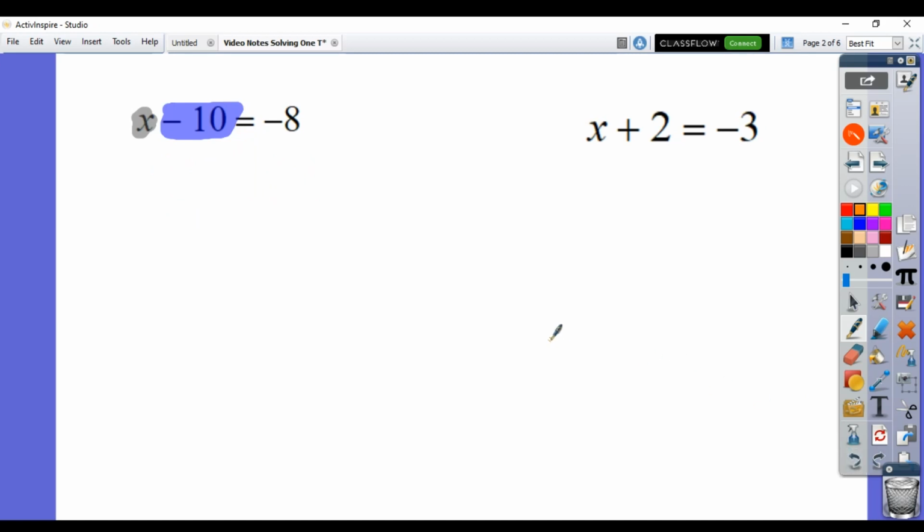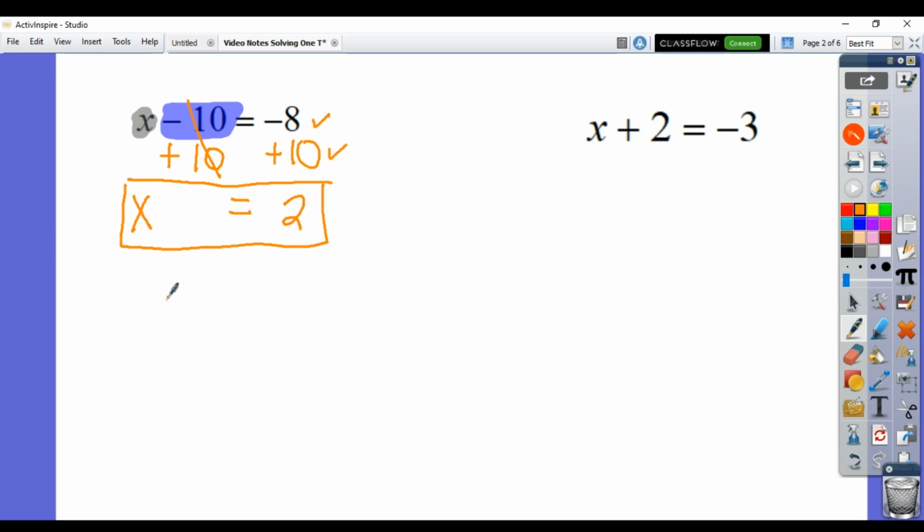But I know most of you already know that. So I need to get rid of the negative 10. And how can I get rid of the negative 10? The opposite of negative 10 is positive 10. So I'm going to add 10 here. If I add 10 there, I need to add 10 also over here. This crosses out, drop the x here. The equal sign drops out. Negative 8 plus 10 is going to be positive 2.